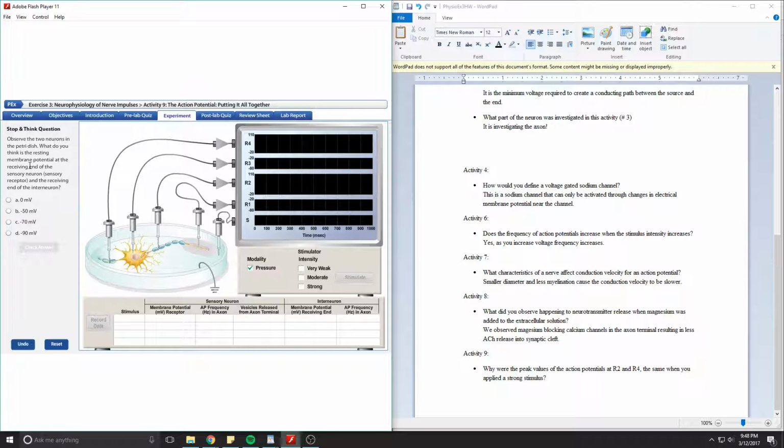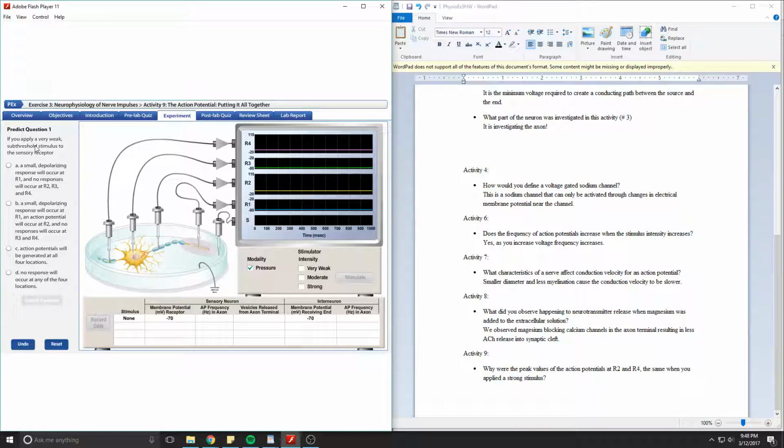I'm going to go with negative 70. Yeah, okay. Note the membrane potential at the sensory receptor and the receiving end of the interneuron and click record data. Right. If you apply a very weak subthreshold stimulus to the sensory receptor, if it's subthreshold, I don't think anything will happen. No response. I'm going to go no response.